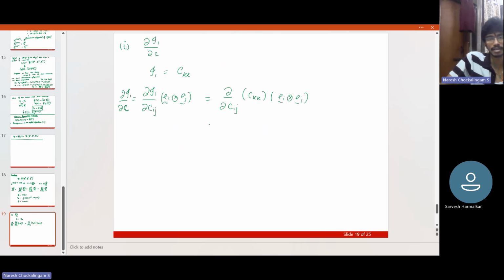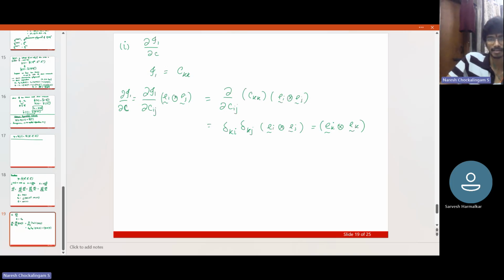So now what is dou CKK with respect to Cij? This is 0 whenever i and j are not equal, and it is delta ki delta kj, ei tensor ej. And this is basically ek tensor ek.